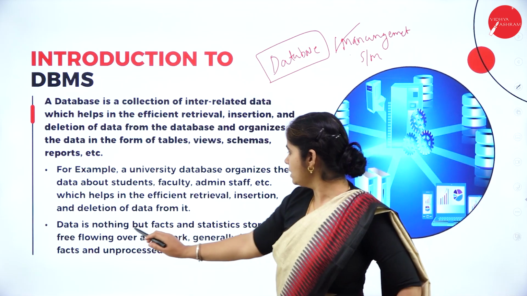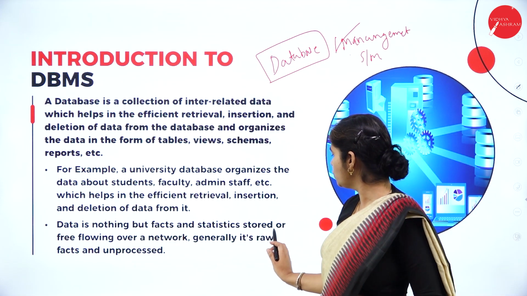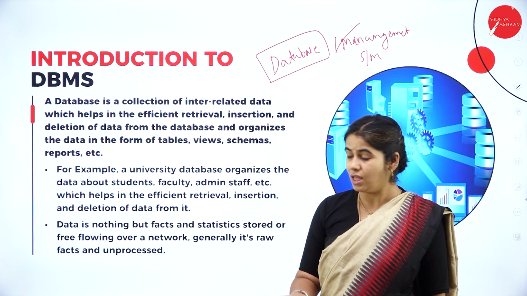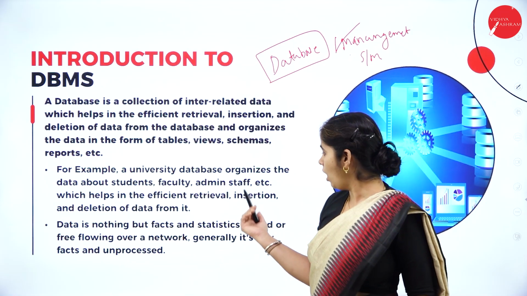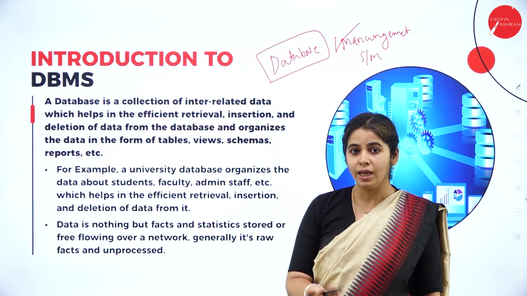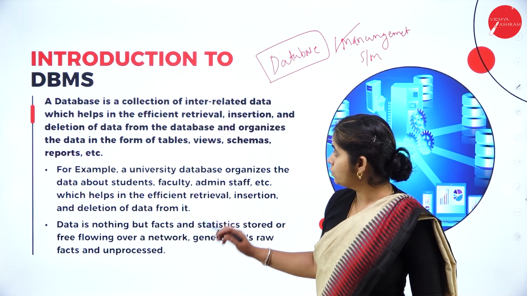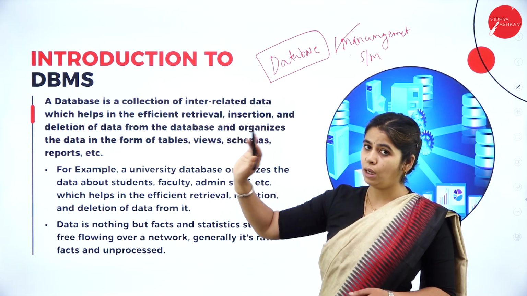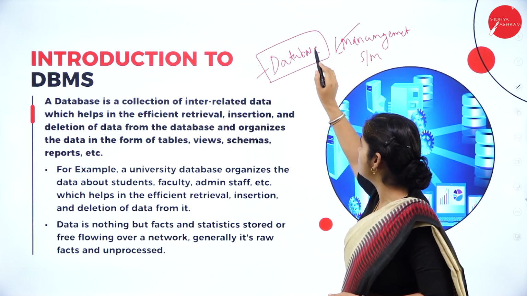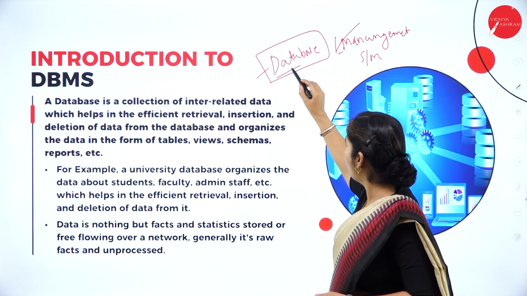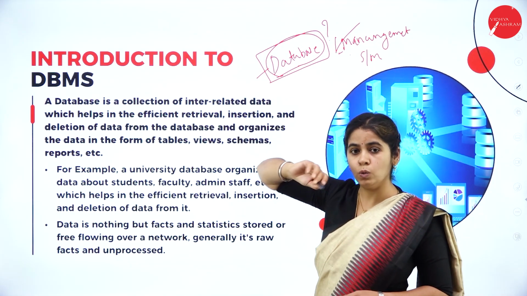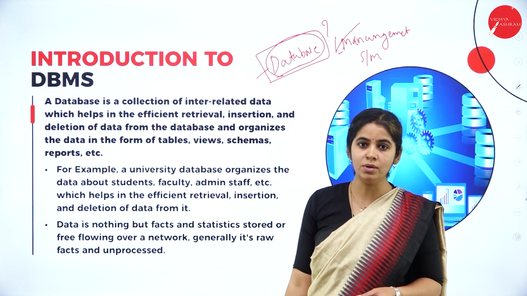Data is nothing but the facts and statistics stored or free flowing over the network. What is data? Data is facts or statistics, numbers that are flowing through the network, in your internet you can consider. So that is what data is. Understood? Database management system, we are dividing that into two things: one is database and one is management system. First you have to know what data is, then what a database is, then how to manage that database using some software, that is database management system.